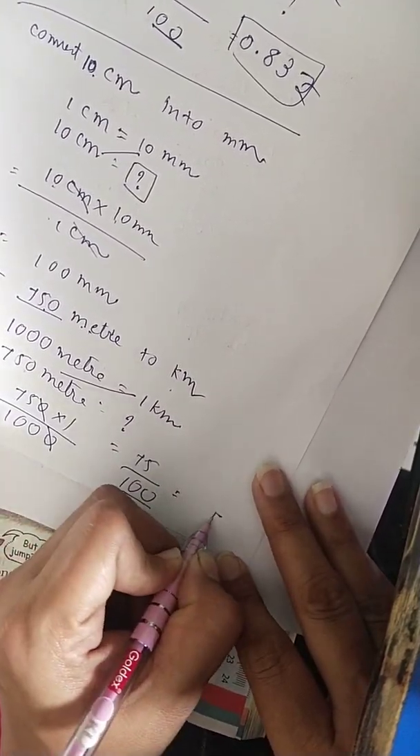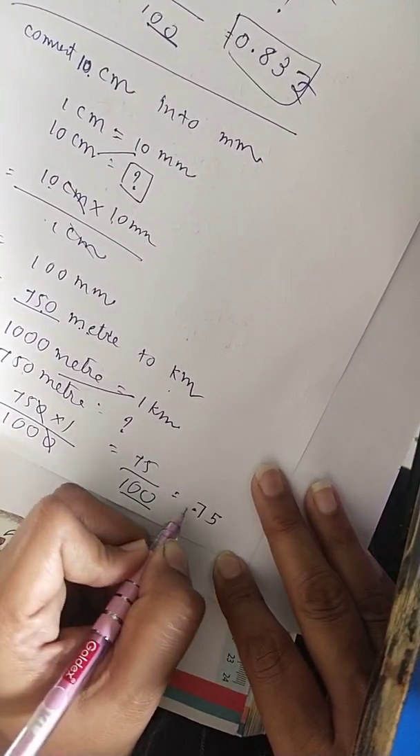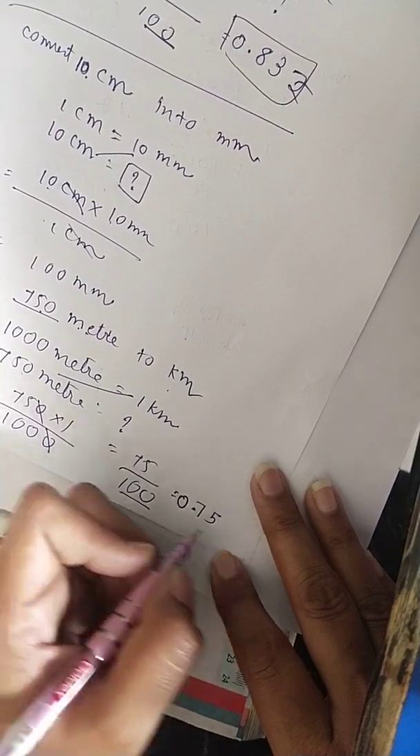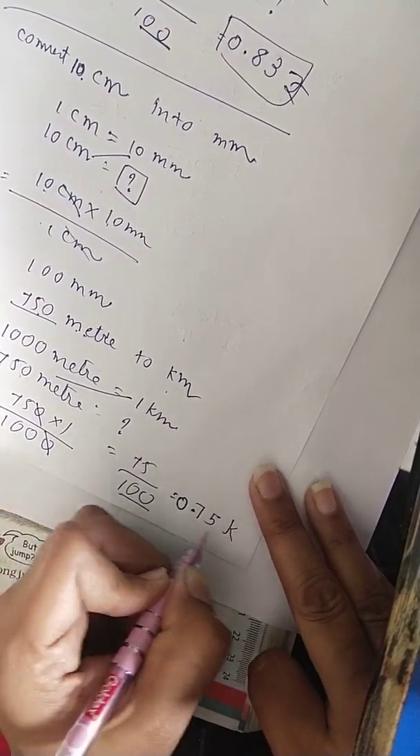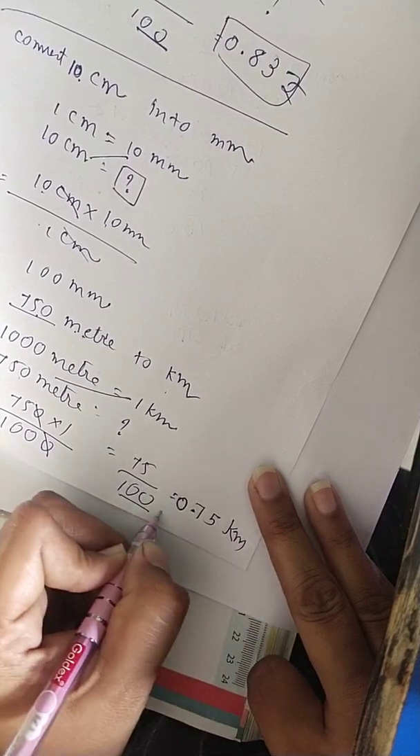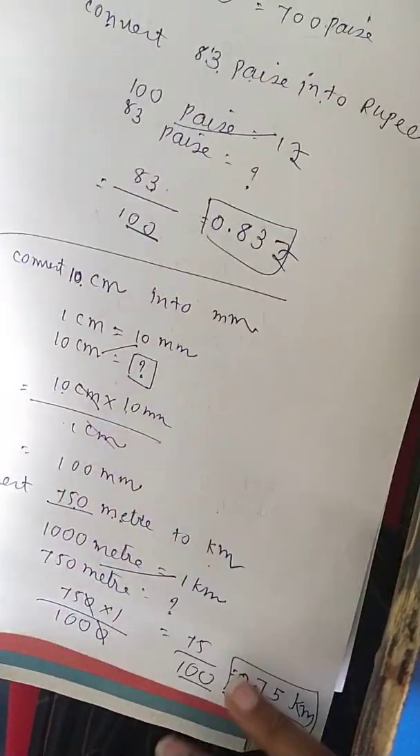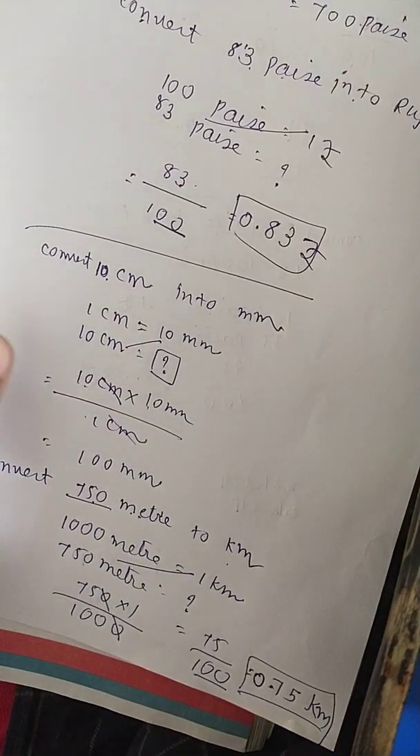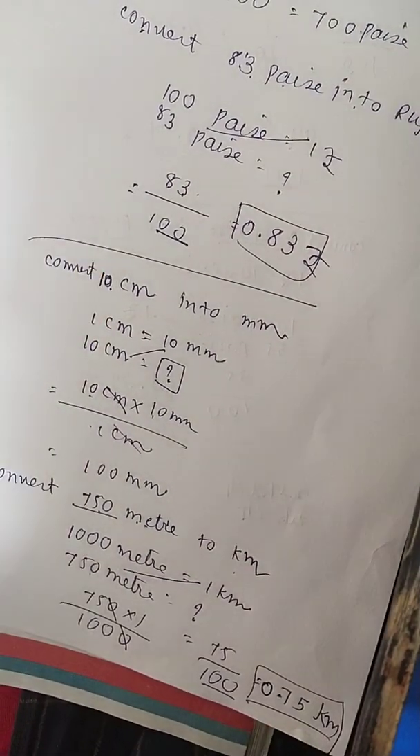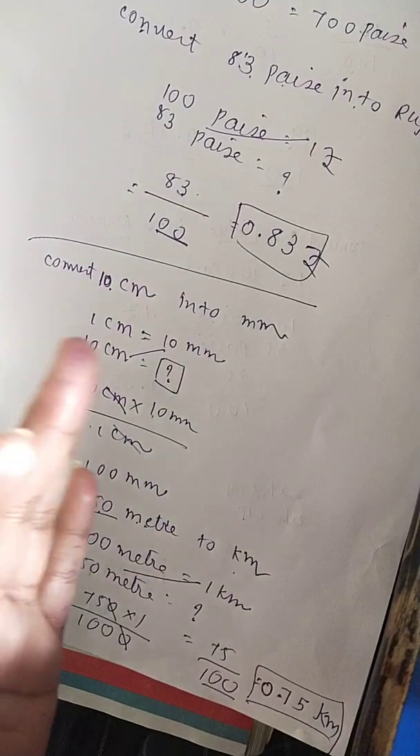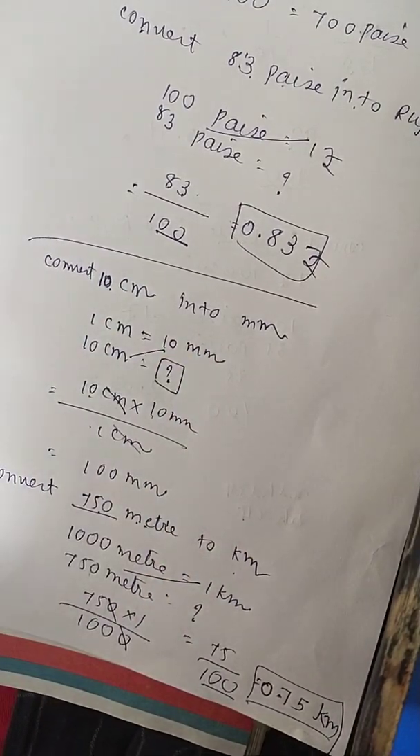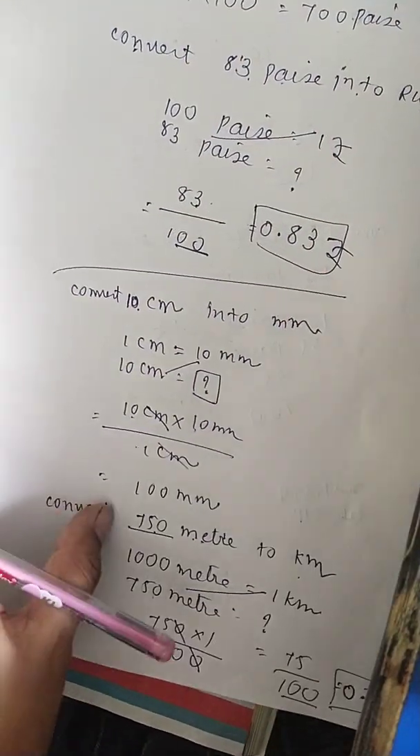Now you know how to write as a decimal. 2 digits, 5 and 7. Now put the decimal point. Take the help of 0. So 0.75 kilometer. Clear, students? So this way you can convert milligram into gram, gram into kilogram, millimeter into centimeter, centimeter into meter, rupee into paise, paise into rupee.